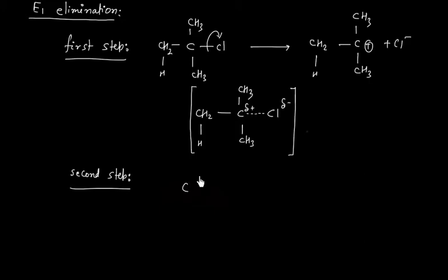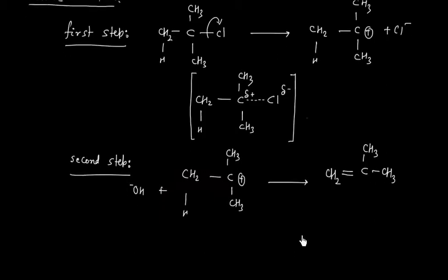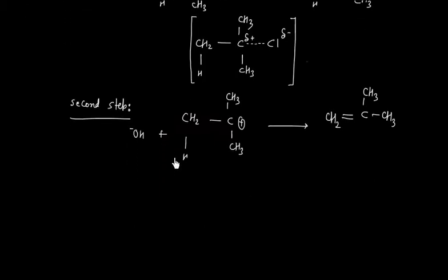In the next step, this carbocation formed in the first step reacts with a base to give alkene. We can draw the transition state. You see the changes. This pi bond has formed. H2O is also a side product. Carbon hydrogen bond has broken.